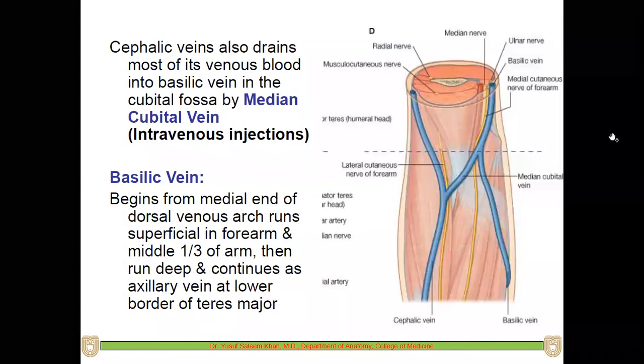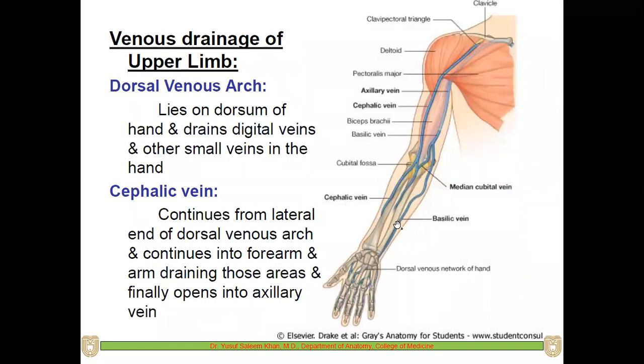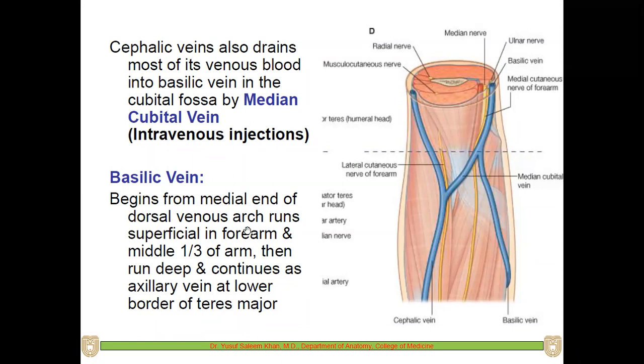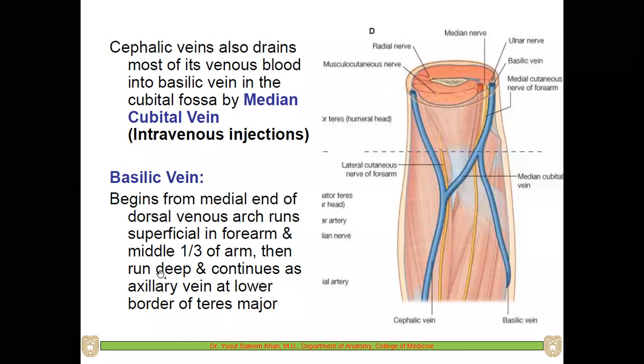The basilic vein, on the other hand, as you can see, begins from the medial side. It begins from the medial end of the dorsal venous arch and runs superficially in the forearm and in the lower part of the arm. If you see here, it runs all the way superficially in the forearm as well as up to the middle one third of the arm. Then it becomes deep and continues as the axillary vein.